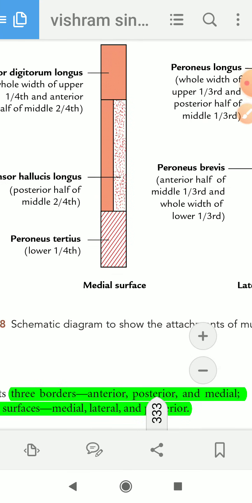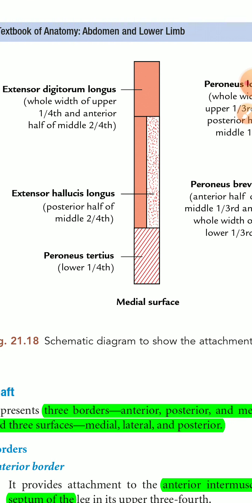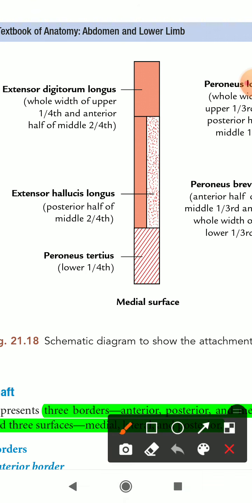Look at that. This is a diagrammatic picture of the medial surface of the fibula, and look at that. In the whole width of the upper 1/4 and the anterior half of the middle 2/4, there is attachment of the extensor digitorum longus muscle, and on the posterior half of the middle 2/4, there is attachment of the extensor hallucis longus, and in the lower 1/4, there is attachment of the peroneus tertius muscle.